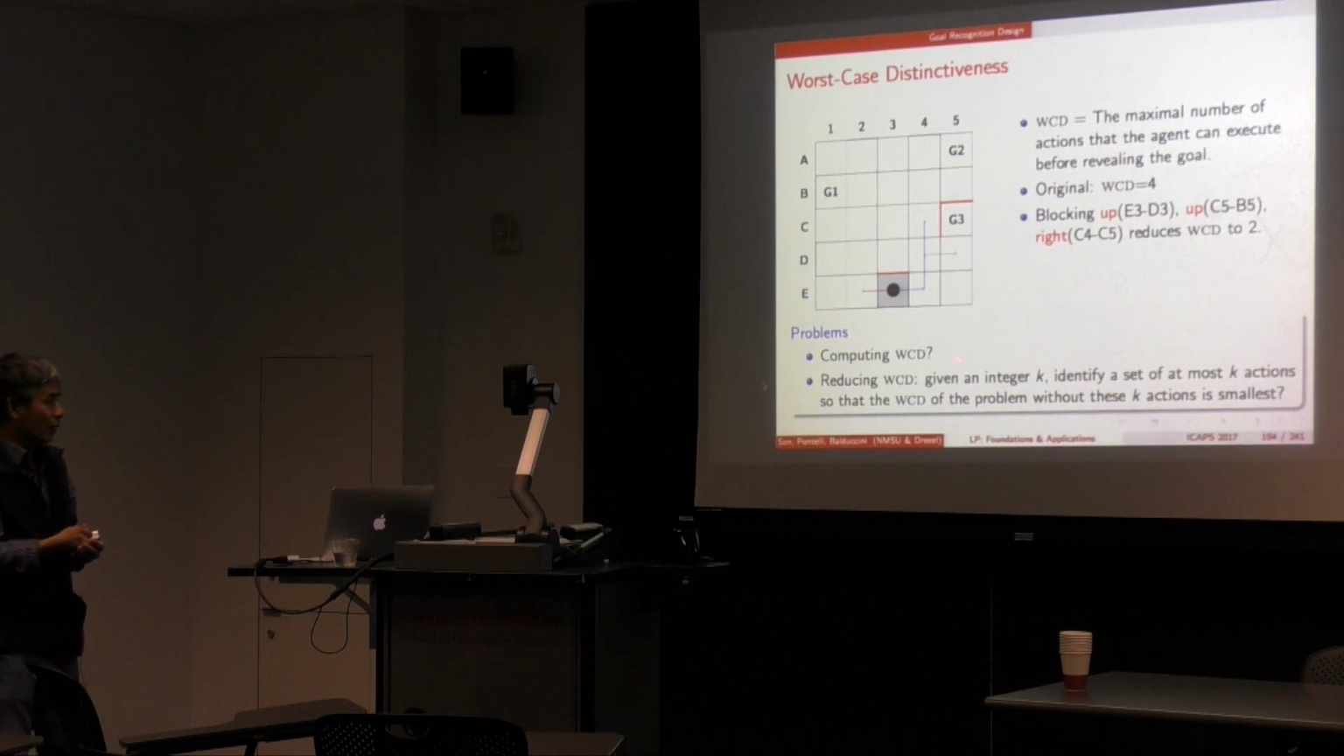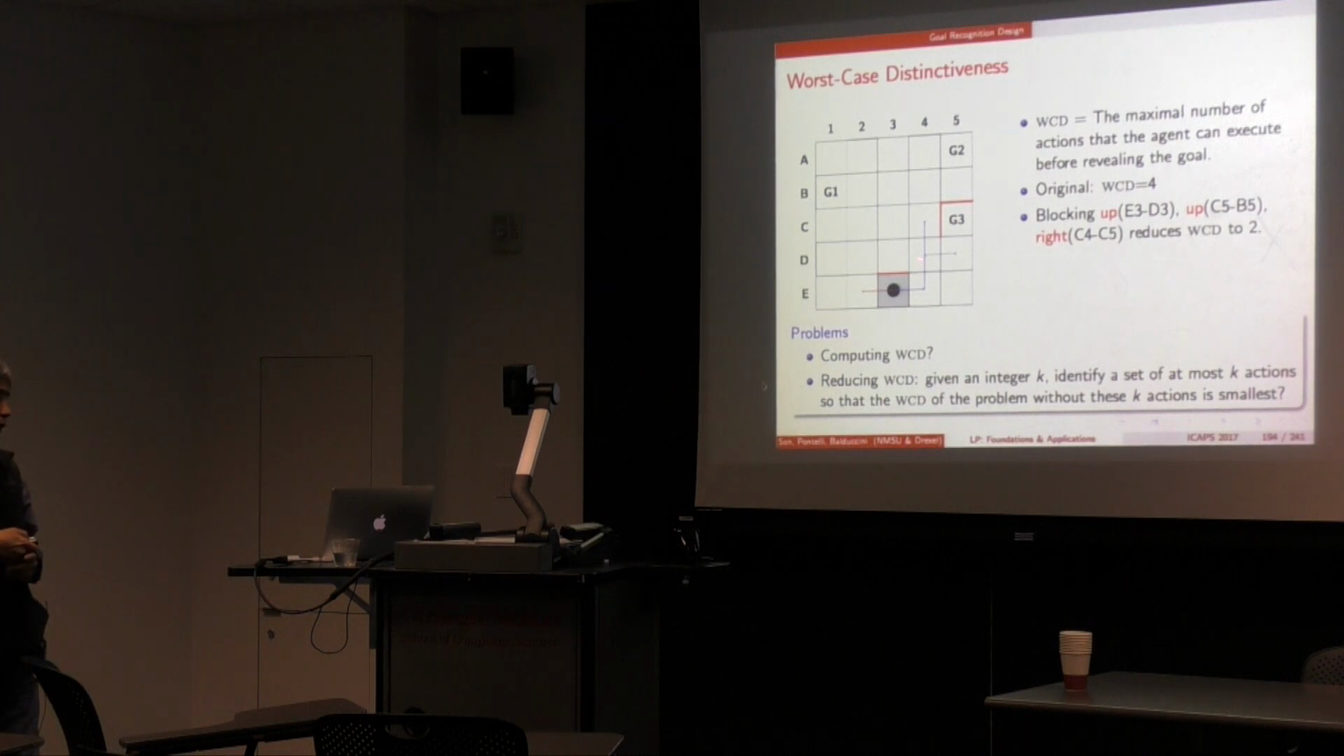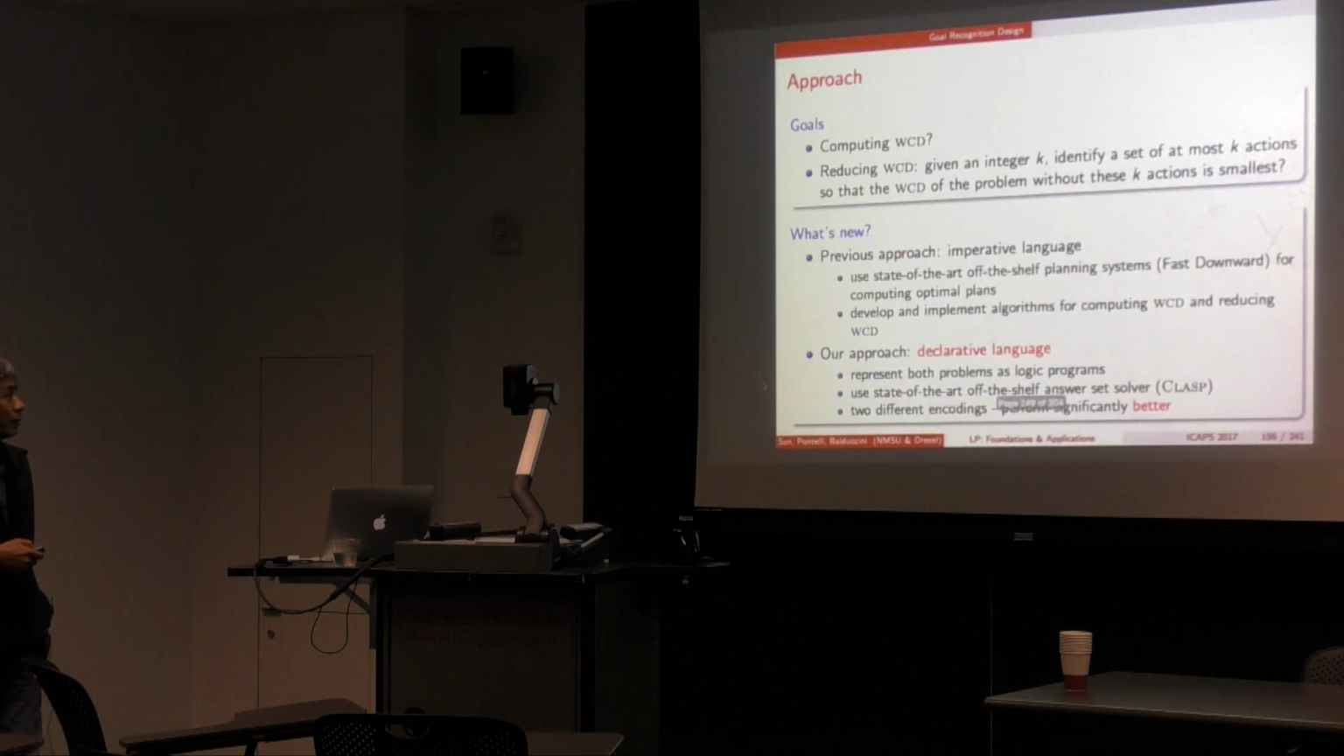Now the problem is, how do we compute this WCD? What we can do is introduce an integer k and identify the set of k actions so that the WCD of the problem without these k actions is smallest. What Karen and the other authors have done is develop an algorithm and implement it on top of a planning system.